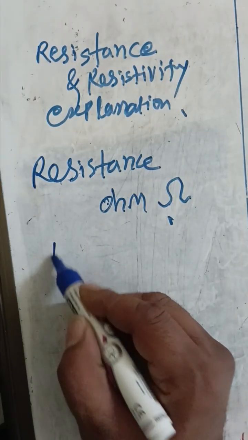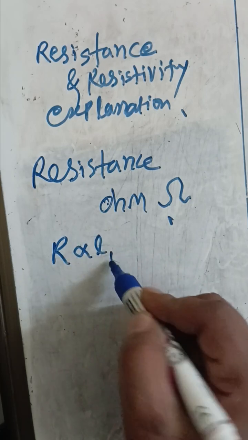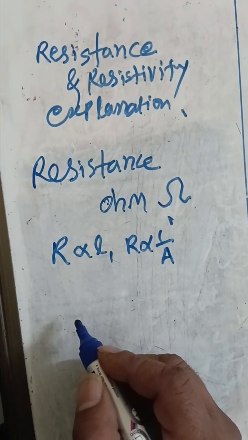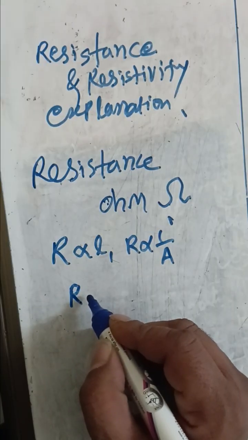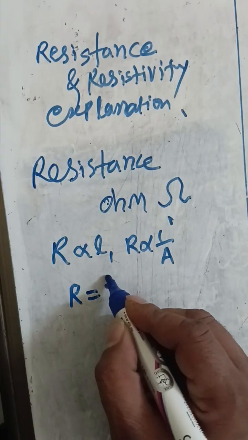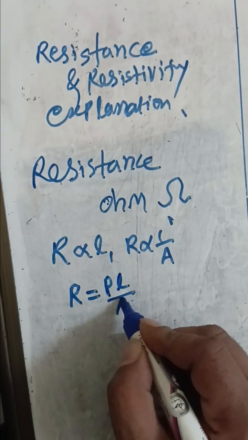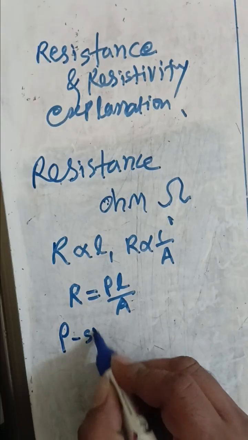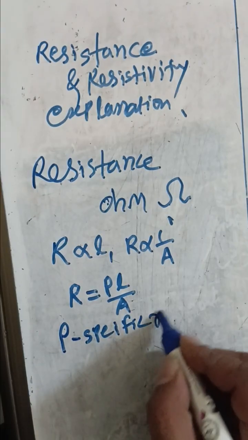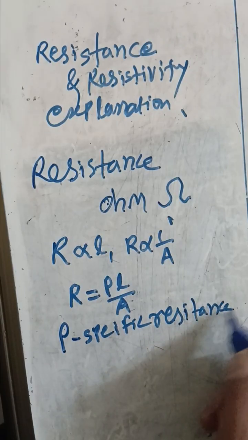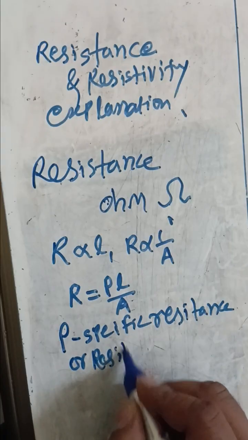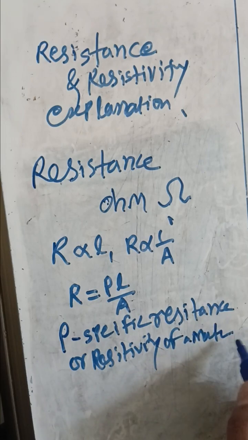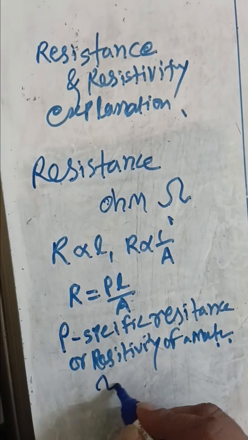Resistance also depends on the conductor length, being directly proportional to its length and inversely proportional to its cross-sectional area. So R is equal to rho L by A, where rho is the specific resistance or resistivity of the material. Its unit is ohm meter.